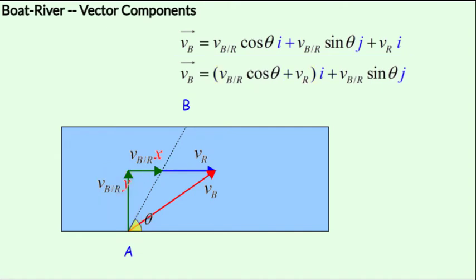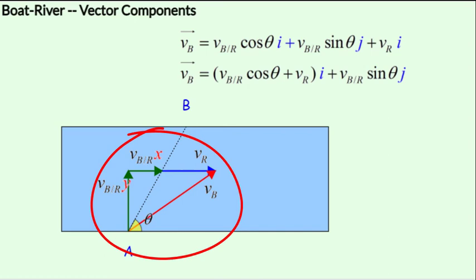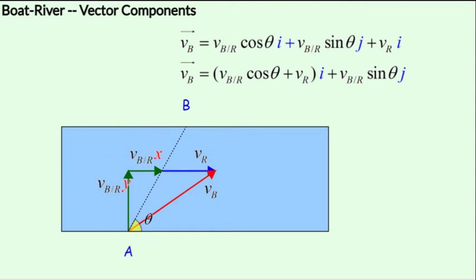In the next few lessons, we will use these components to find out some interesting things, like how long it would take to cross the river or how to achieve a minimum drift. All of those conditions are dependent on this vector diagram, so if you understand how to translate a given numerical problem into this vector diagram, you will be done with the physics part of it.